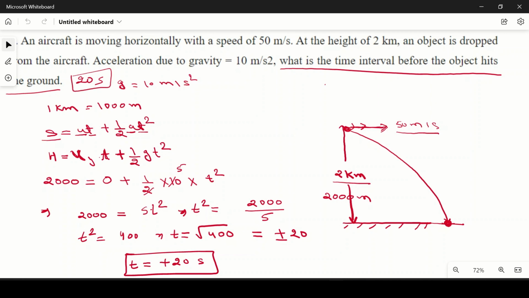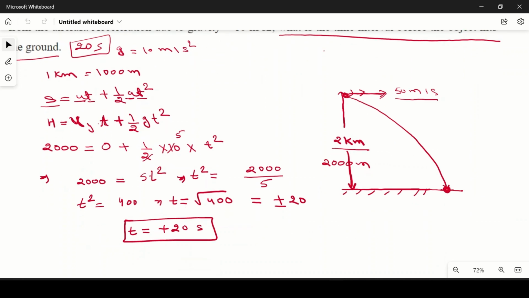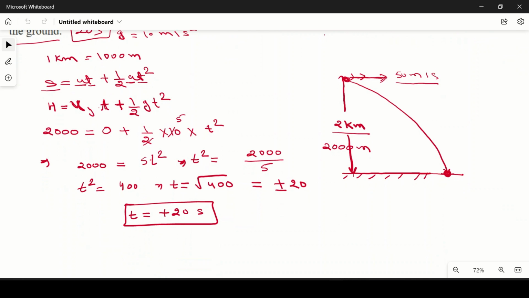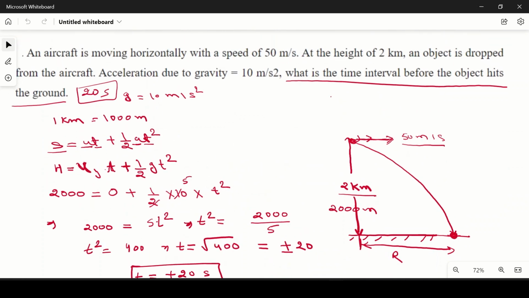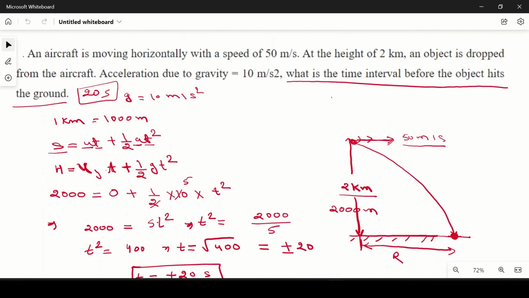So you have got your answer. If it was asked what the distance moved by the ball before hitting the ground would be, then we could find it by r is equal to 50 meter per second into 20 seconds, which would be equal to 1000 meter. So I hope you understood this problem, and I hope you understand both the problems.